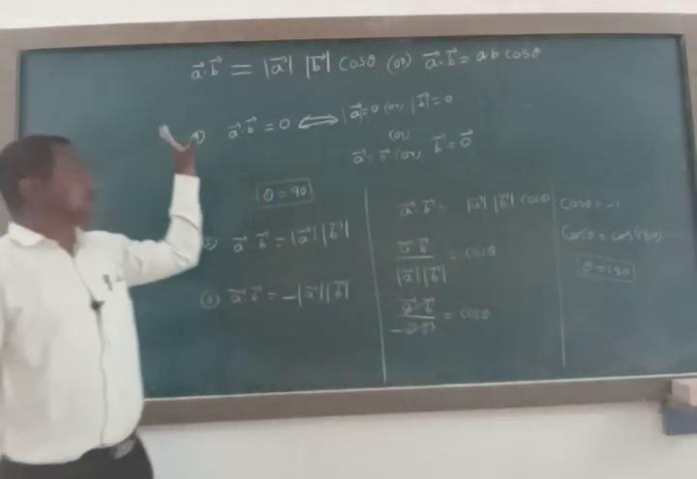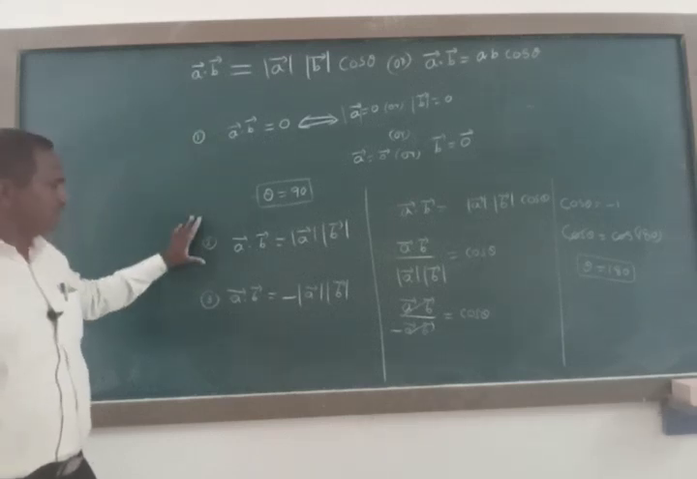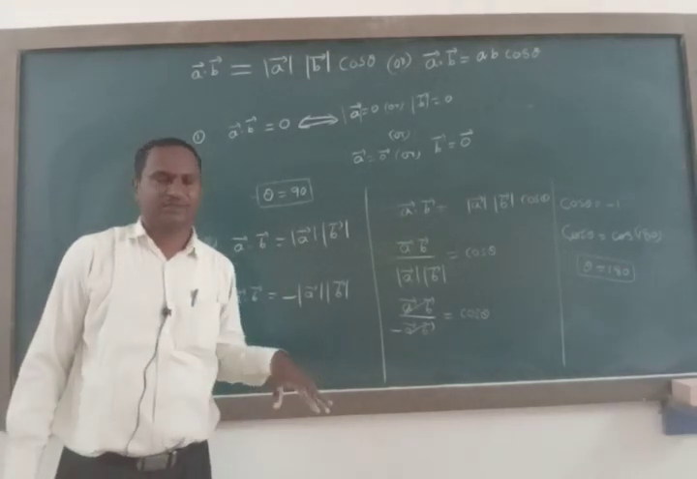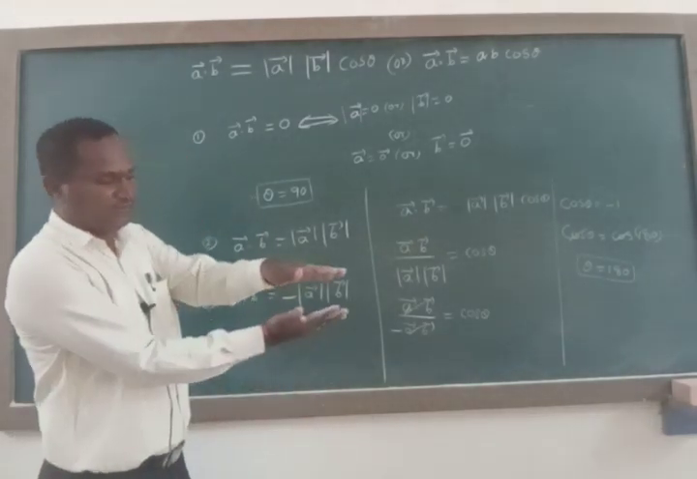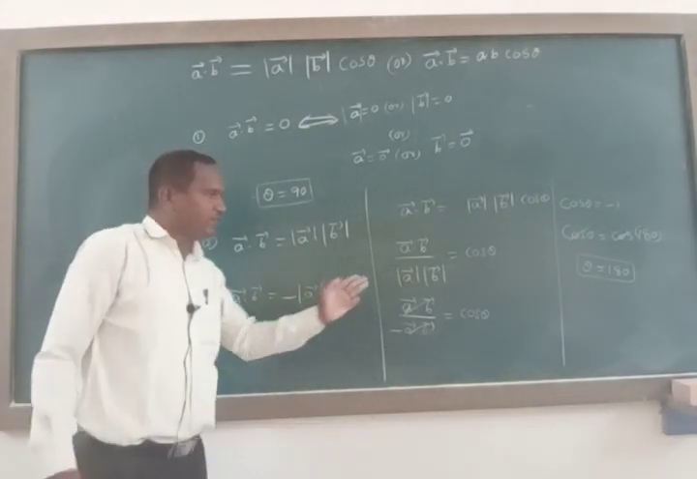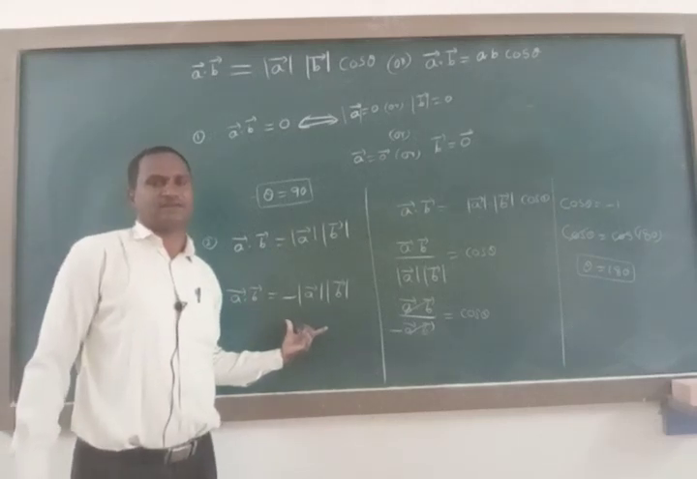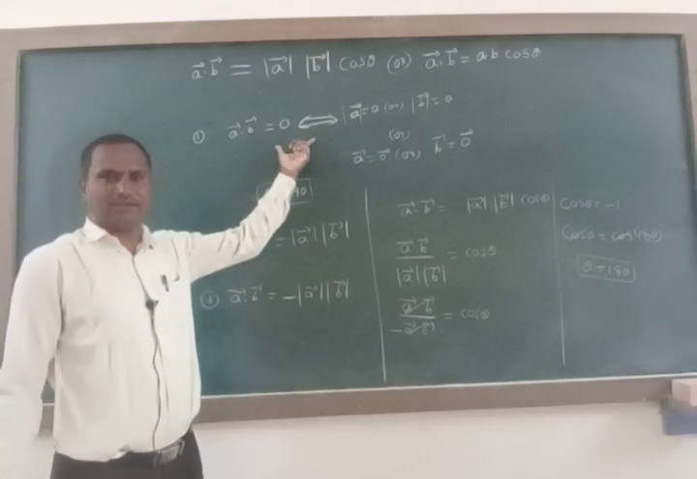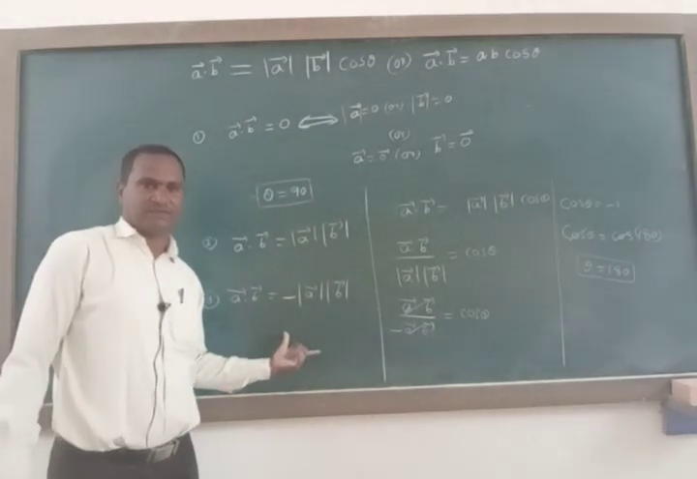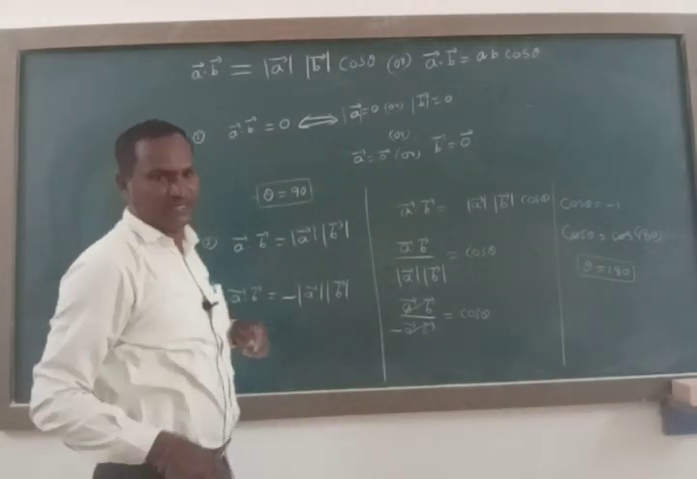In the first case, the vectors are always perpendicular to each other. In the second case, the vectors are like vectors, because 0 degree means they coincide in one single line. Then when the value is minus 1, in this case the vectors are said to be unlike vectors. Perpendicular vectors, like vectors, unlike vectors. We are taking these 3 points based on the given definition only.